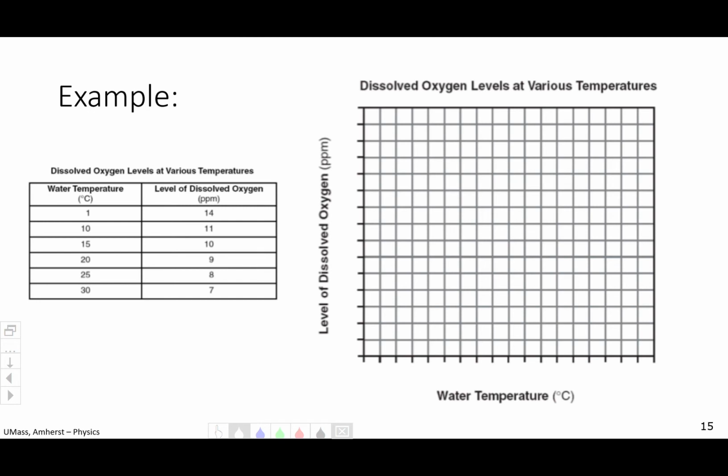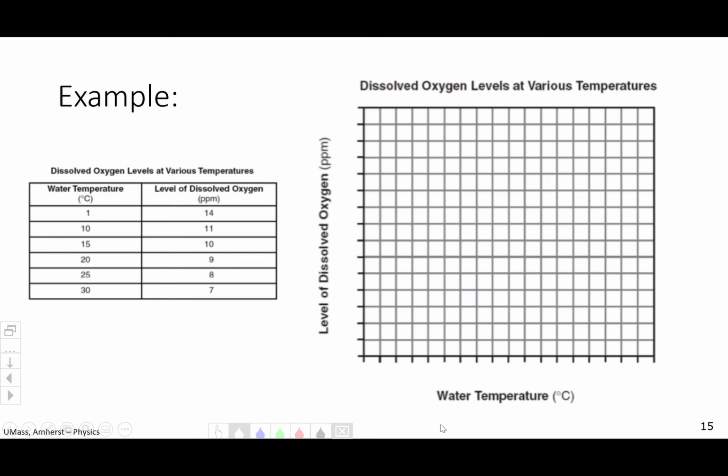I've got dissolved oxygen levels at various temperatures. We have water temperature in Celsius and levels of dissolved oxygen in parts per million. We also have a graph space provided for us, which is nice. They labeled the graph appropriately, and they labeled the axes, which you should always do. You have to label your axis so that the reader knows what data is actually being plotted on that axis. So water temperature is down here, and dissolved oxygen is up here.